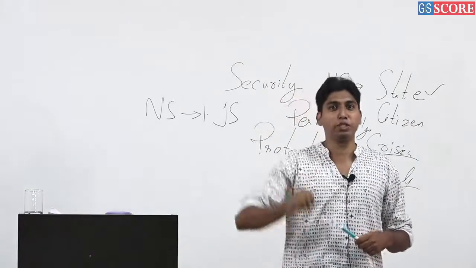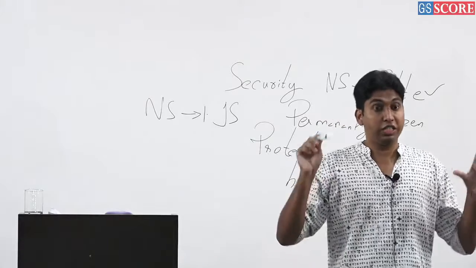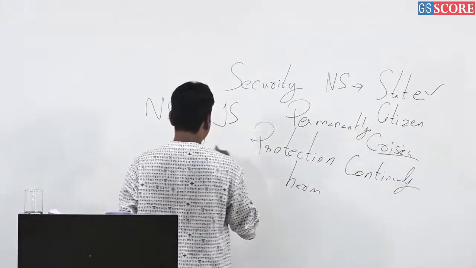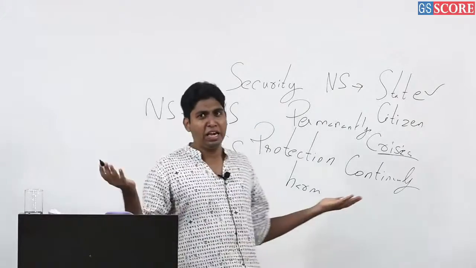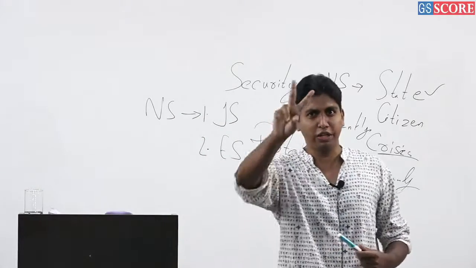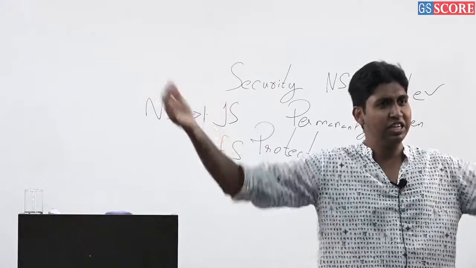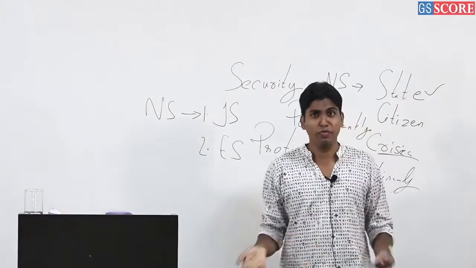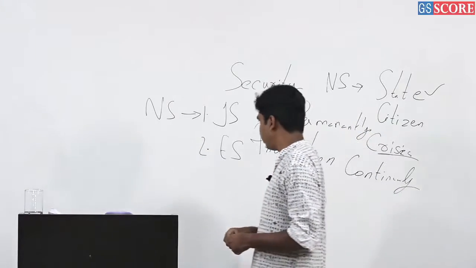Then the second aspect of national security is external security. It's ES, simply ES. IS and ES. So two aspects of national security: IS and ES, internal security as well as external security. These are the two aspects of national security.